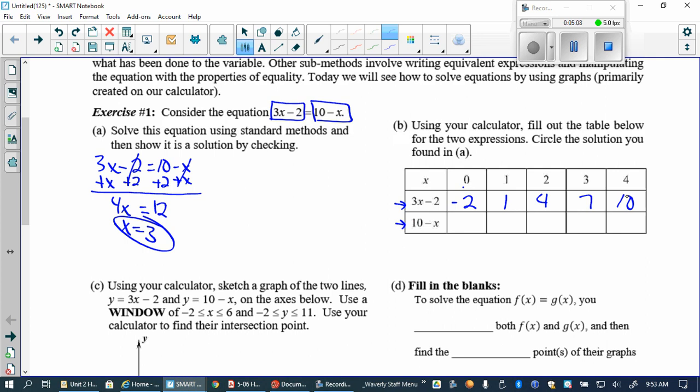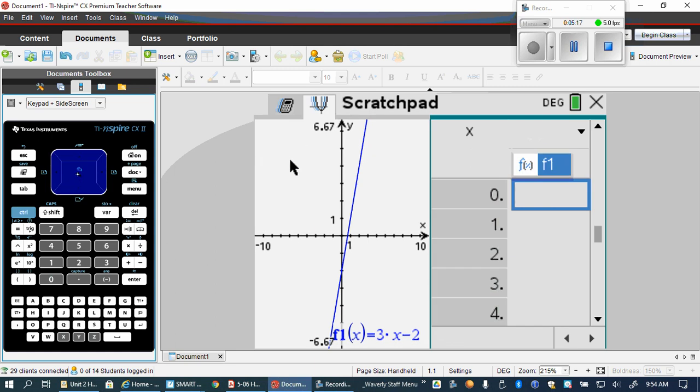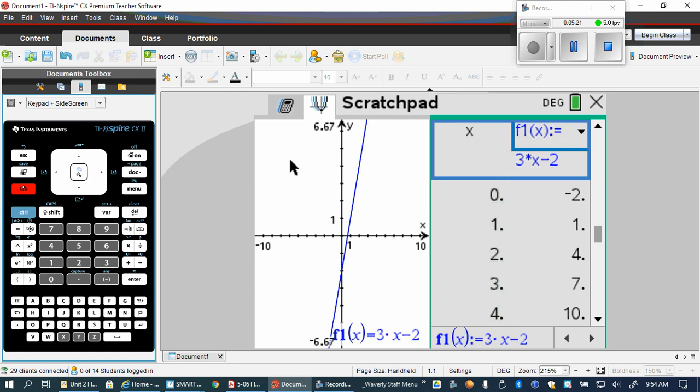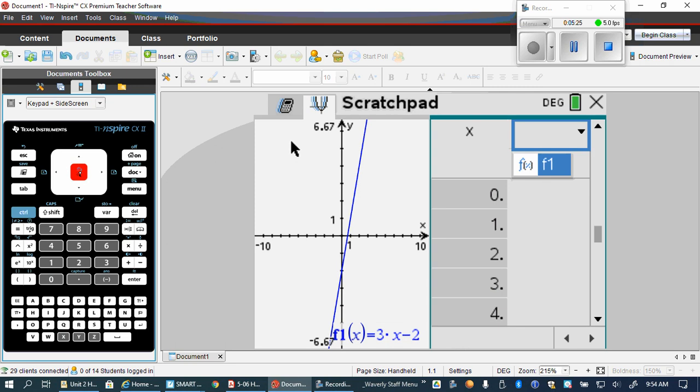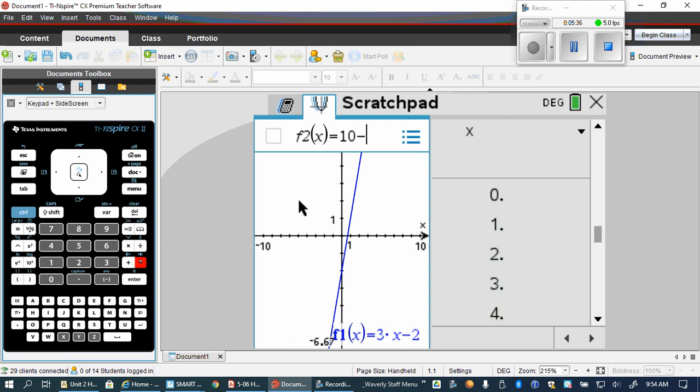Let's go ahead and put the 10 minus x into our calculator. So you're going to want to click back over on the graph to select that, and then push the tab button. Oops, no, I thought I was in there. There we go. Make sure I'm in here. And there we go, 10 minus x.